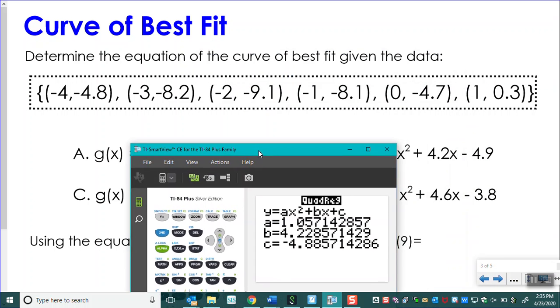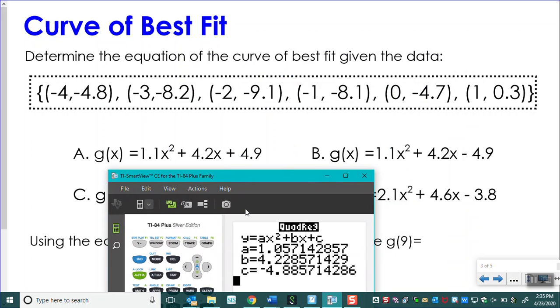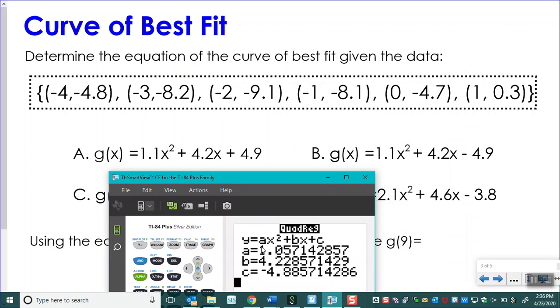But for right now, we want to figure out which equation models this data in our answer choices. So we're going to have 1 point about 1x squared, so that rules out C and D, and then plus 4.2x. That's good for both of these. And then at the end, we're going to have minus about 4.9.